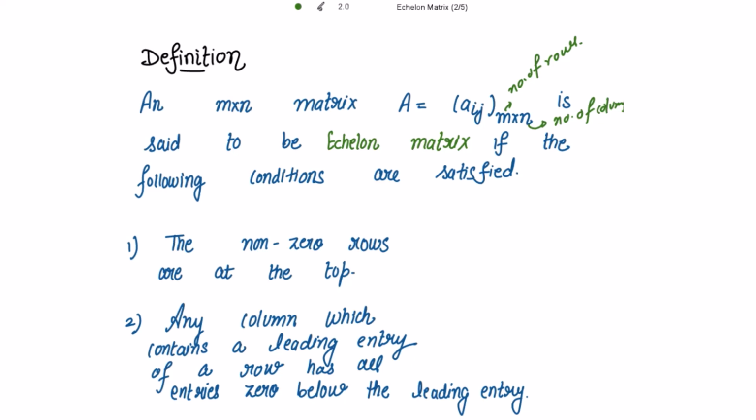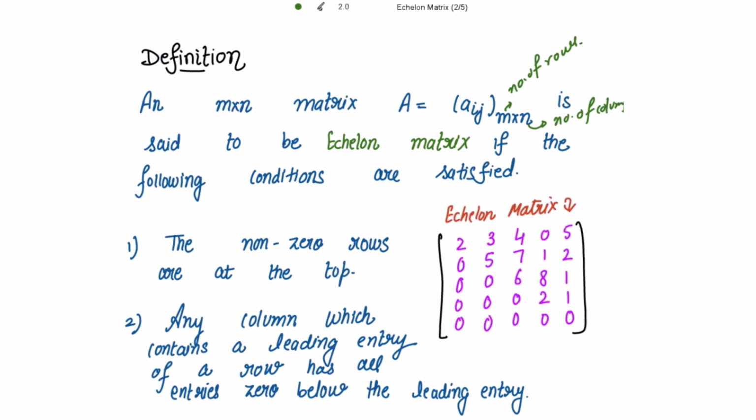What are those conditions? Number 1, the non-zero rows are at the top. For example, this is your echelon matrix, and if you notice here, all the non-zero rows are at the top, right? What is the second condition? Any column which contains a leading entry of a row. What is the leading entry of a row? It is the first non-zero entry of a row. For example, for row 1, what is the first non-zero entry? It is 2, right?